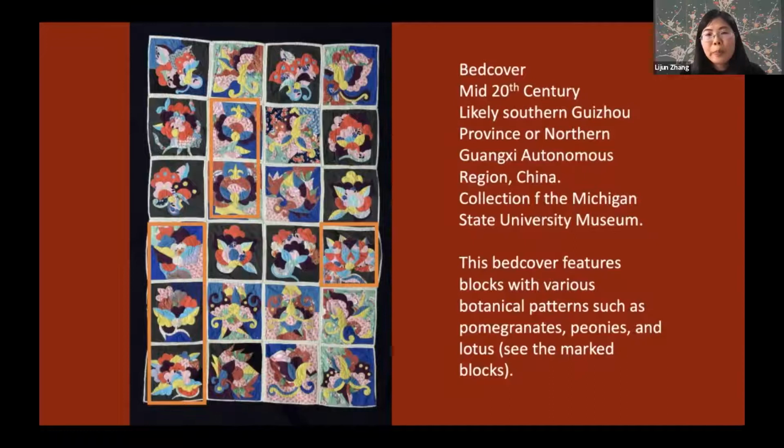This back cover features blocks with various botanical patterns such as pomegranates, peonies, and lotus. So we have the pomegranate here and the lotus and the peonies flower. The pomegranate, which appears in the second column from the left, in the second and third rows, connotes abundance due to the fruit's plentiful seeds. So it represents people's desire for fertility or desire for a large family.